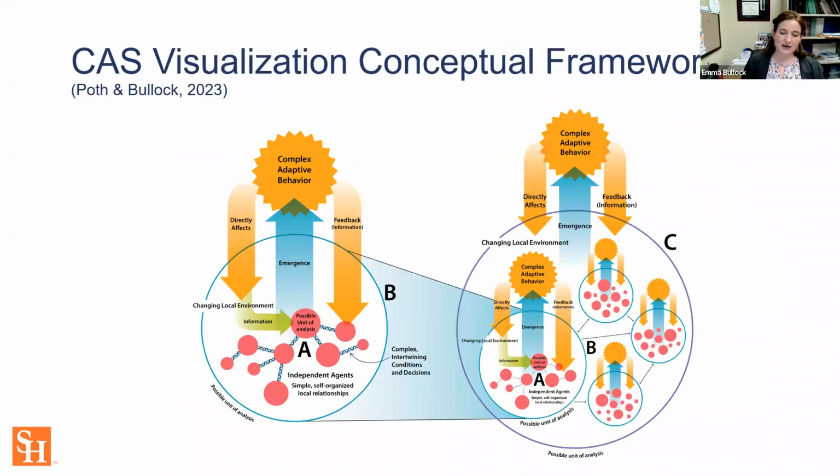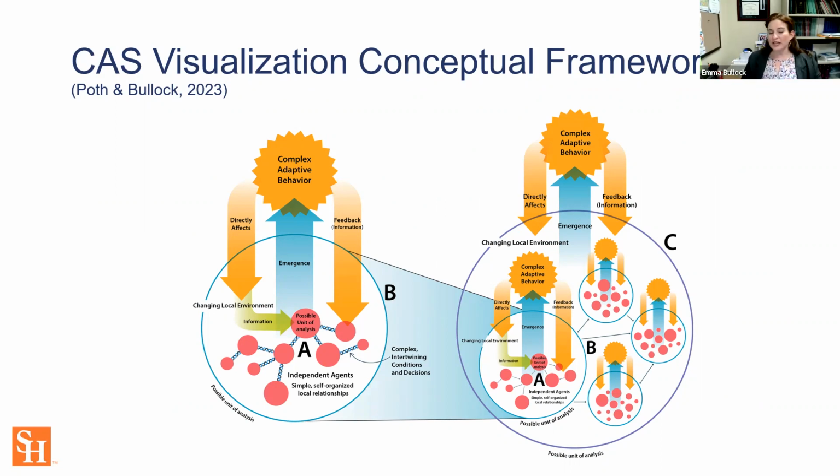So I just had this visualization published in January of 2023. And actually, I don't think this is super original, to be honest. This kind of shows the nestedness of complex adaptive systems that we've all seen variations of for many years.